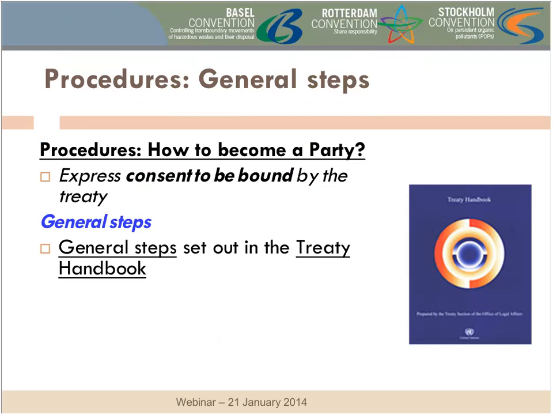It's available in all 6 UN languages, and sets out the general steps, as well as the explanation about the depository practice in relation to the conventions. We must stress here that the procedures for expressing consent to be bound do vary from state to state. So a procedure that would apply in one country may not necessarily be entirely applicable in another context.